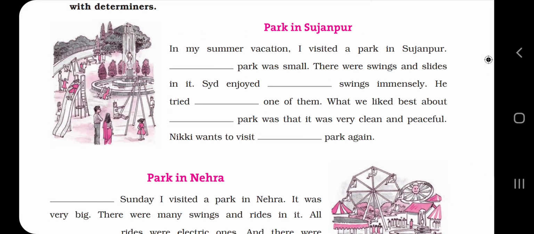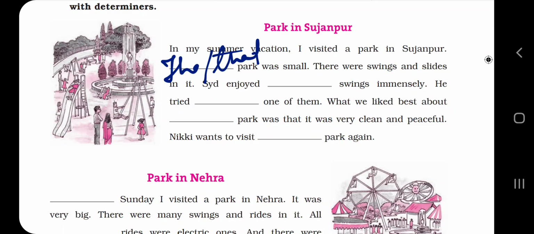In my summer vacation, I visited a park in Sujanpur. That park, even you can write this, the or that. Both can be written. The park was small, or that park was small. There were swings and slides in it.